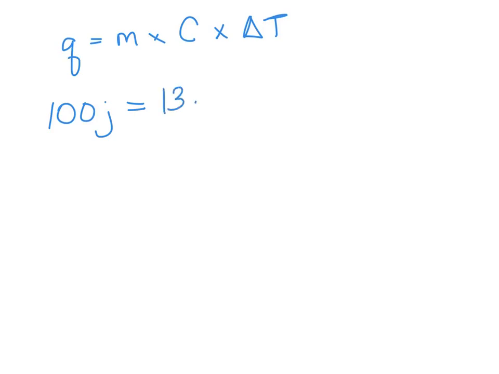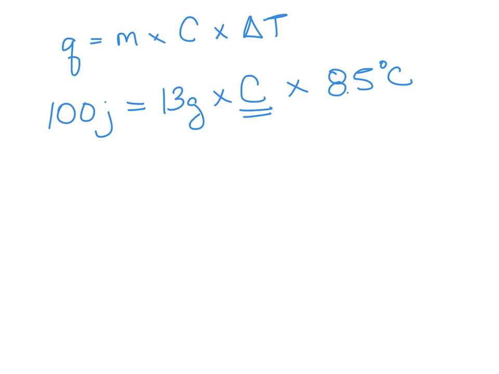So we're using the heat capacity formula, where our energy is equal to mass times our heat capacity times our change in temperature. For your question, they give you our energy is 100 joules. We are given our mass is 13 grams. We're looking for heat capacity, so that becomes our unknown that we have to solve for. And then we were given the change in temperature as 8.5 degrees Celsius.